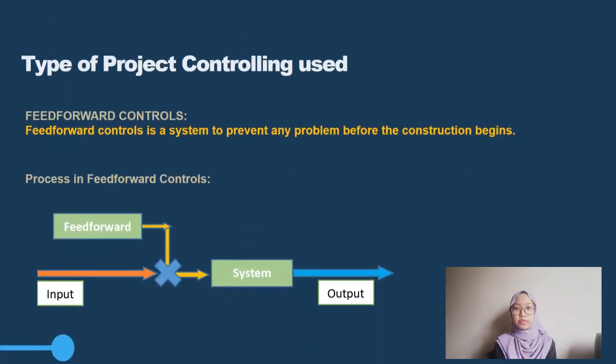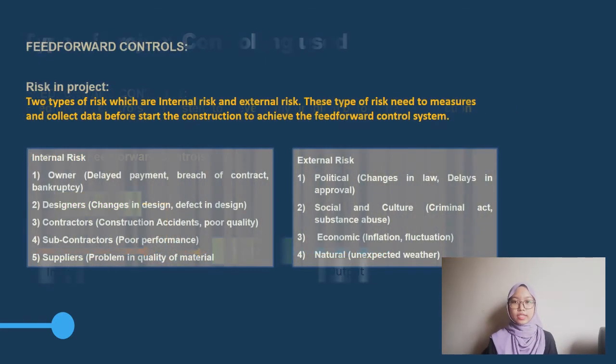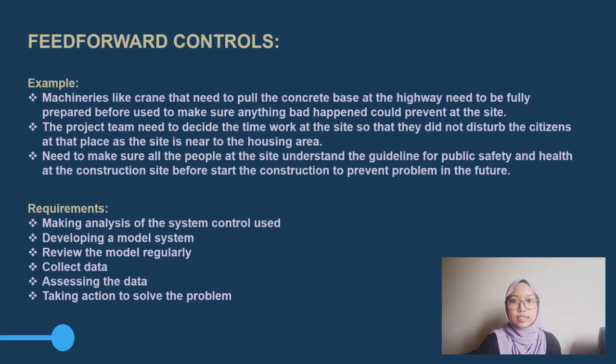Next, we propose feed-forward control for project controlling. Feed-forward control is a system to prevent any problem before the construction begins. The slide shows the process that we do for feed-forward, which is before the output happens. Next, risk in the project. To make feed-forward control, we need to list down all risks that might happen during construction to apply in the feed-forward control. We have two risks, which are internal risk and external risk.